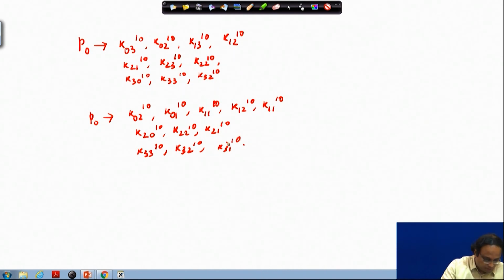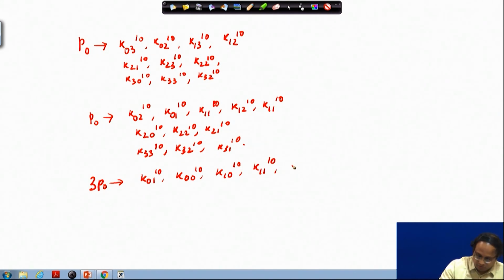Again, for the remaining differential which is 3p0, you have got the 3p0 depending on k0110, k0010, k1010, k1110, k1010 has already been taken care of. So you have got k2310, k2110, k2010, and then finally k3210 and k3110. You also have k3010.